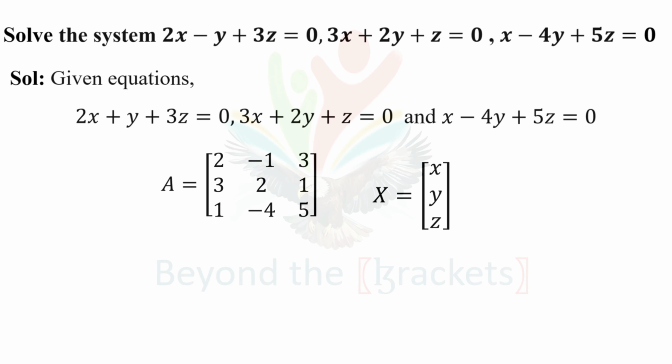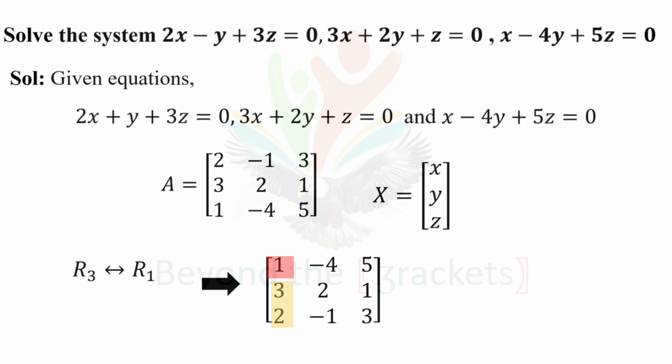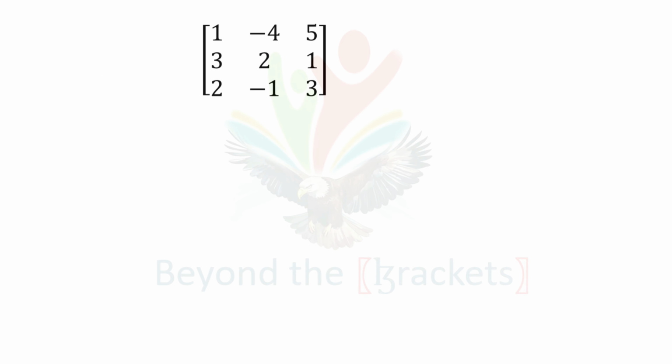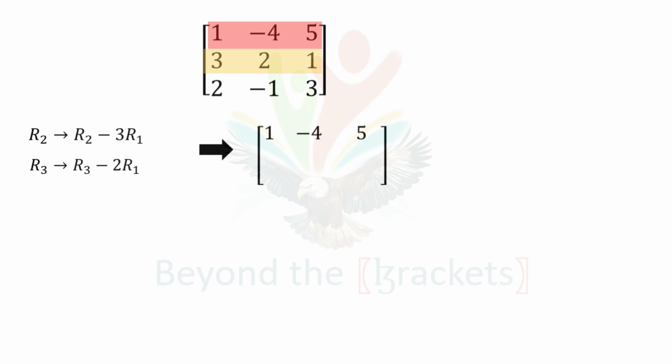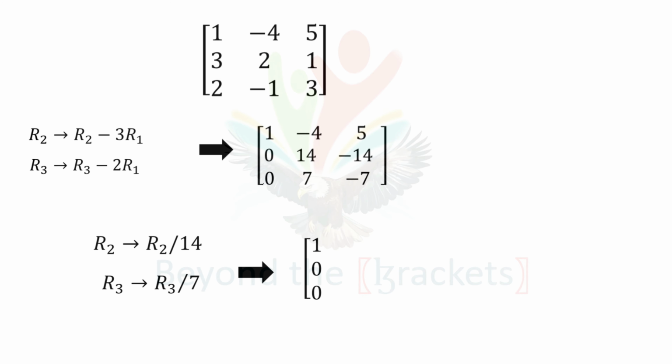We'll make the first element as 1 by interchanging R1 and R3. Next, we'll make these elements as 0 using R1. So the operation will be changing R2 as R2 minus 3R1 and R3 as R3 minus 2R1. After the first row is written, for the second row we get 3 minus 3, 2 plus 12, 1 minus 15. For the third row, 2 minus 2, minus 1 plus 8, 3 minus 10. We see 14 and 7 are common in R2 and R3. We first simplify that before moving on to the next step.